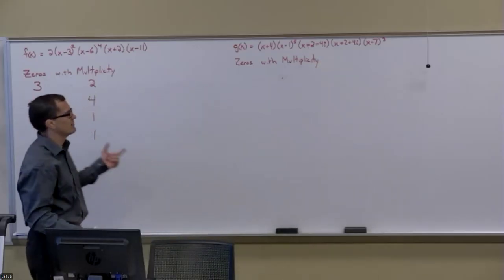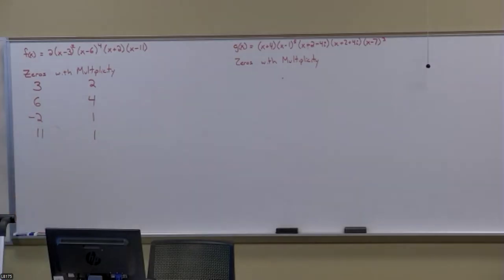Go ahead and list out the zeros with the multiplicities of that one, of the g of x, and then afterwards in your head think, how many x-intercepts does this mean g of x will have to have?